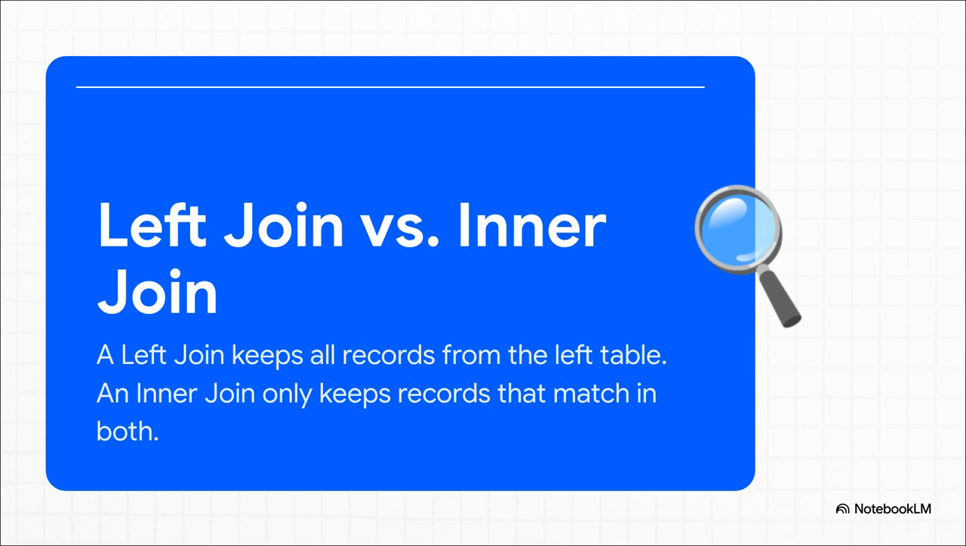You can think of it like this. An inner join is like an exclusive club. Only records with a perfect match in both tables get in. A left join, on the other hand, is way more inclusive. It keeps everything from your first table, your left table, and just pulls in matching info from the second, leaving blanks if there's no match.